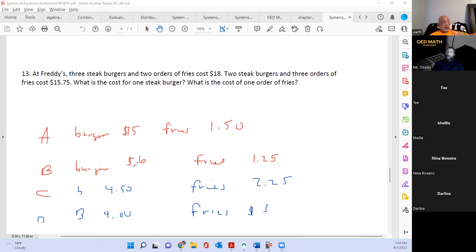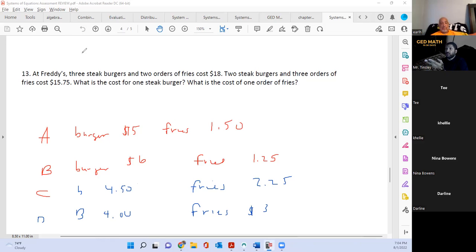Option B, the burgers are $6, the fries are $1.25. Option C, the burgers are $4.50, the fries are $2.25. Option D, the burgers are $4 and the fries are $3. So what I want to show you is this is what you have to be ready for. So here, I want to show you something.